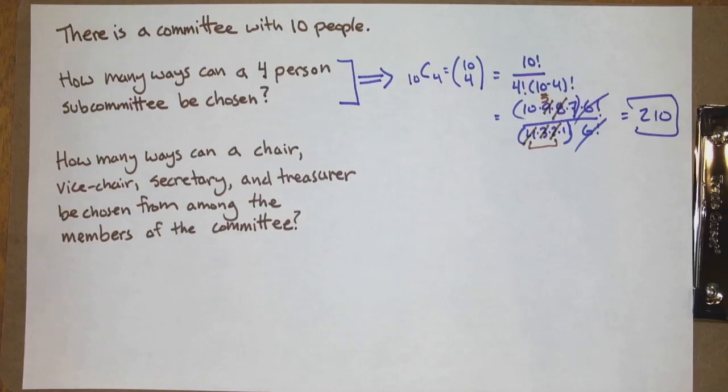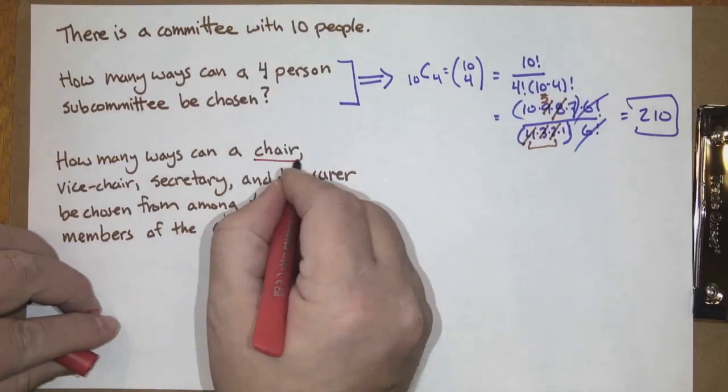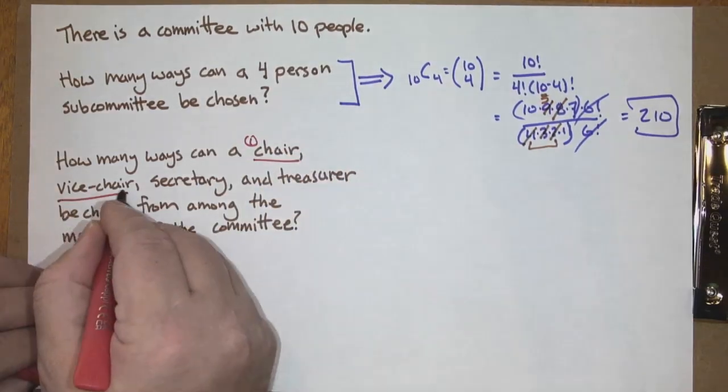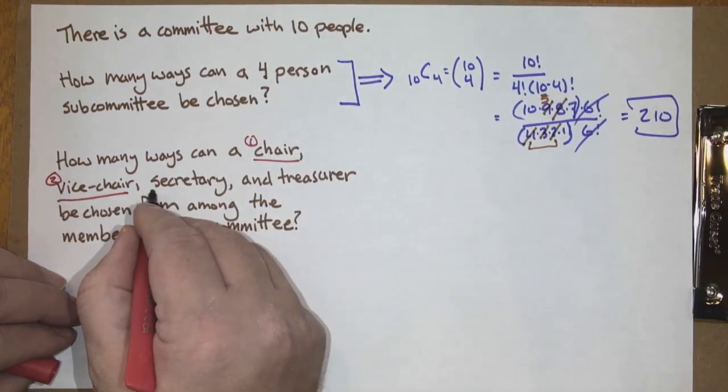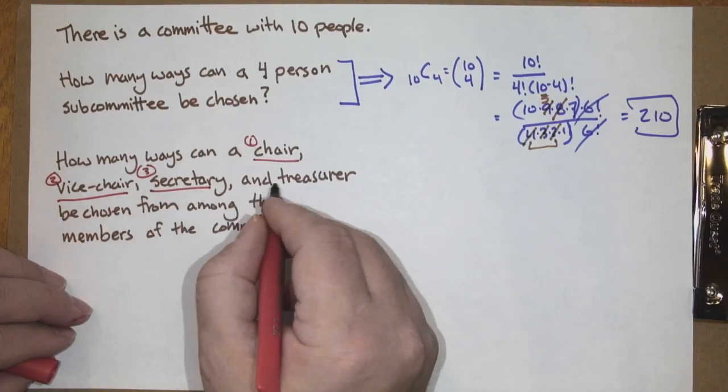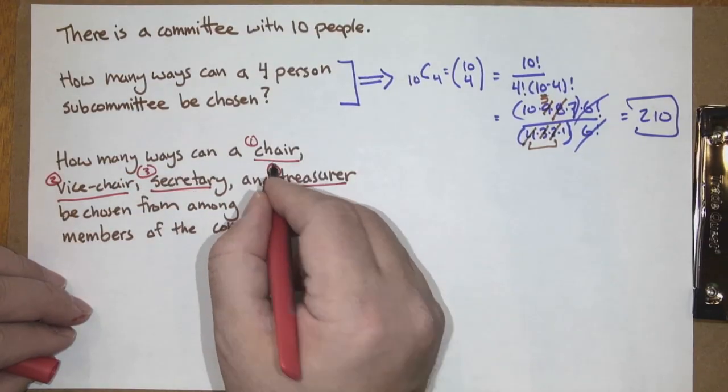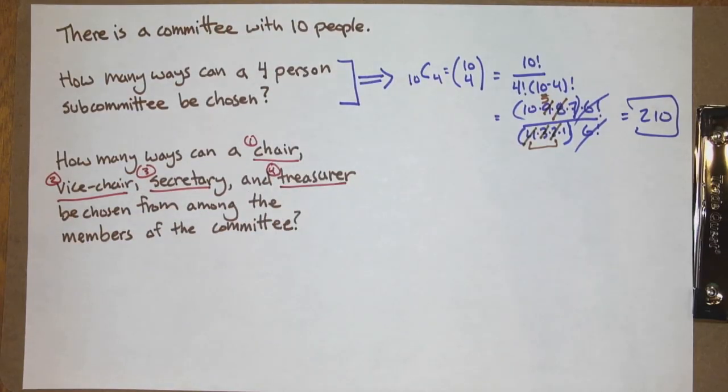Okay, the second question. How many ways can a chair, vice chair, secretary, and treasurer be chosen from among the members of the committee? So let's make sure we have this right. There's a chair, so that's position 1, a vice chair, position 2, a secretary is position 3, and a treasurer is position 4. So there's 4 positions. We have to choose them from among the members of the committee. What do we do?